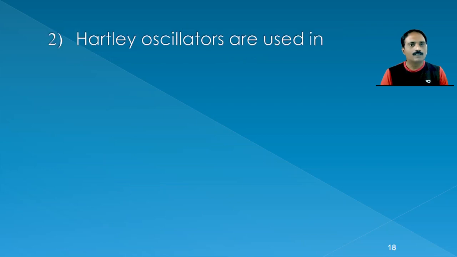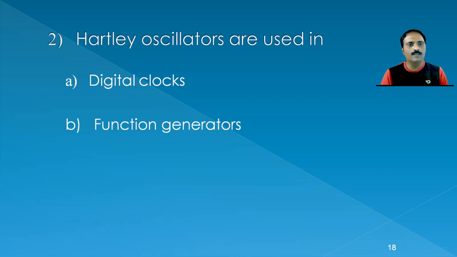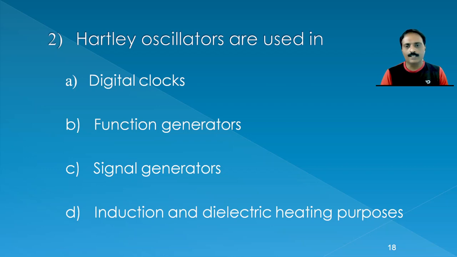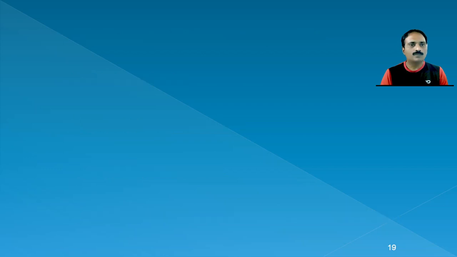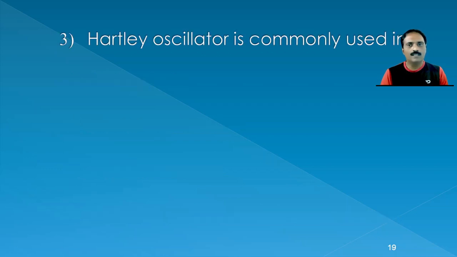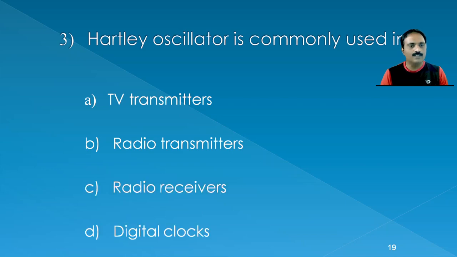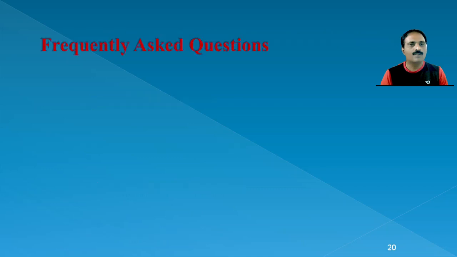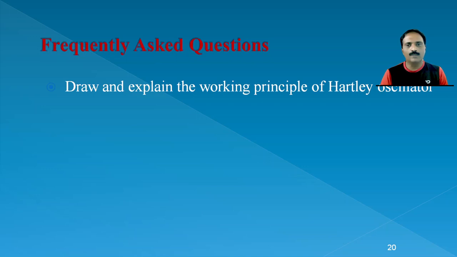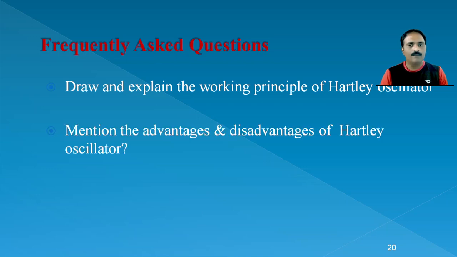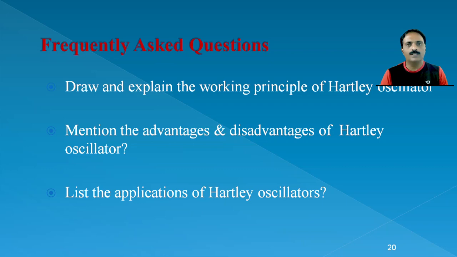Similarly, the Hartley oscillators are used in, these are the options we are given: digital clocks, function generators, signal generators, and induction and dielectric heating purposes. So the option is D. The Hartley oscillator is commonly used in TV transmitters, radio transmitters, radio receivers, and digital clocks. The option is C. These are the frequently asked questions in the examinations. Draw and explain the working principle of the Hartley oscillator, advantages and disadvantages, and also the applications.